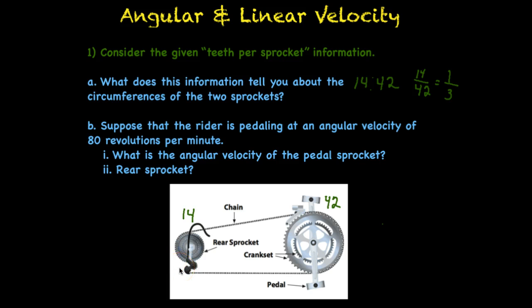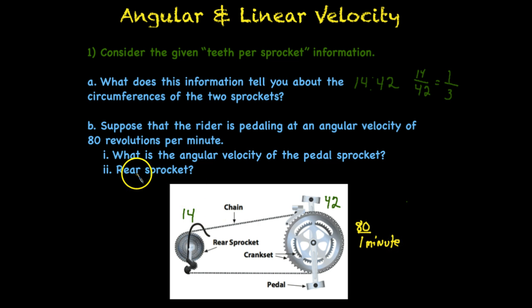Pause the video and see if you can come up with an answer based on your understanding of angular velocity and how these two sprockets relate to each other as far as circumference and the ratio. For the first part of the question, what is the angular velocity of the pedal sprocket? Well, that's actually given. It says that we're pedaling at 80 revolutions per minute. So we know that's 80 revolutions per 1 minute.